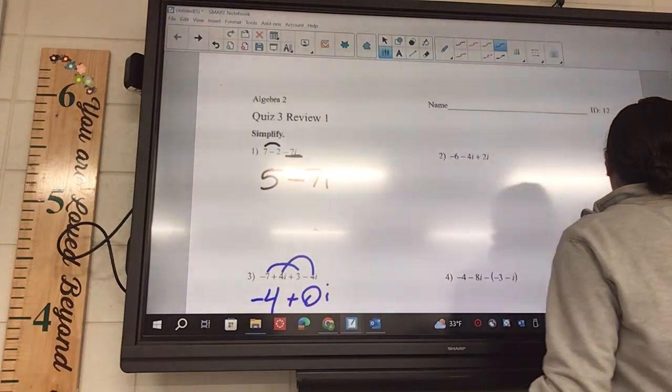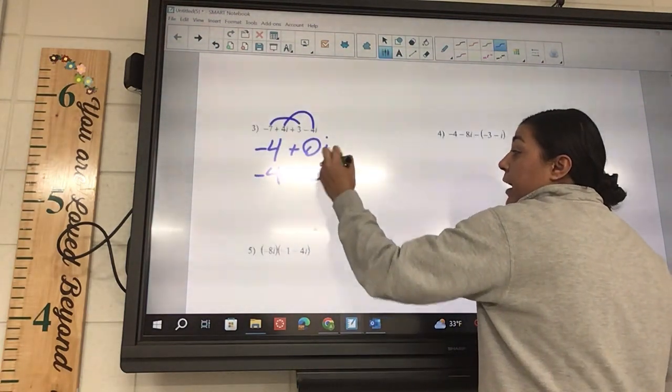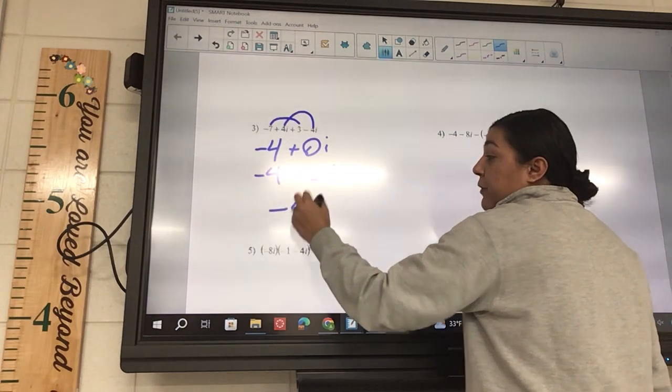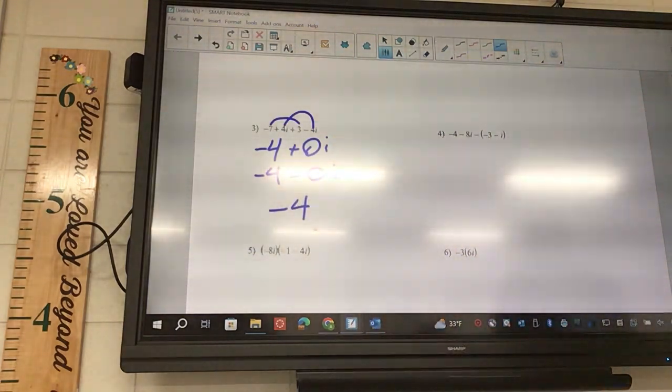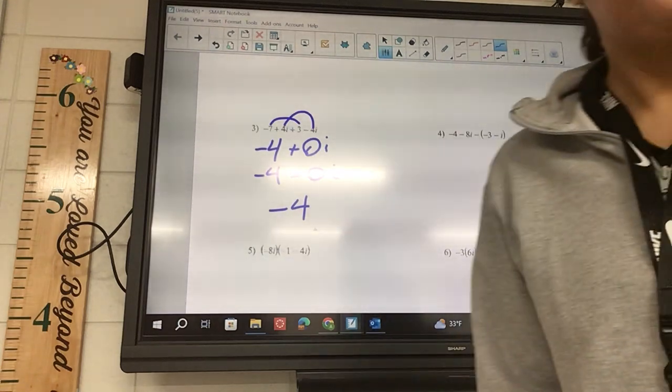You could also say this. You could say negative 4 minus 0i. Or you could say just negative 4. So any of those 3 answers are totally fine. I don't care which one you use. If there's one like that on your test, any of these work.